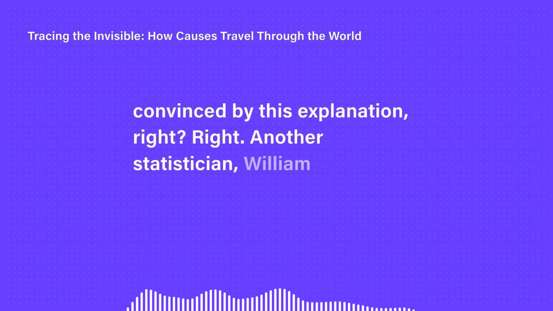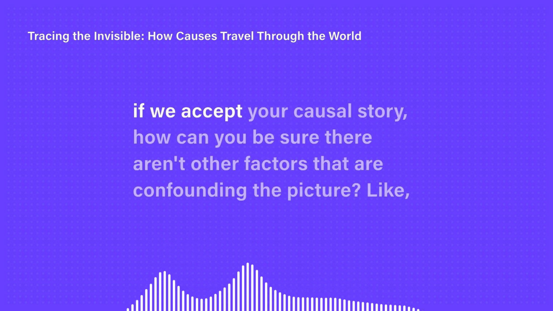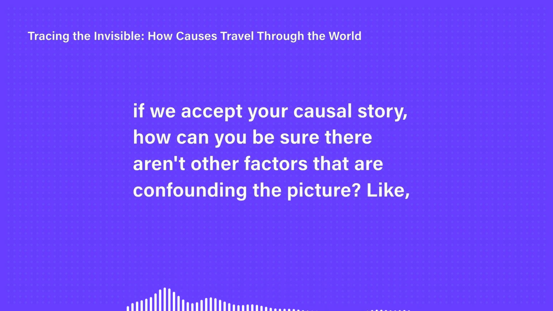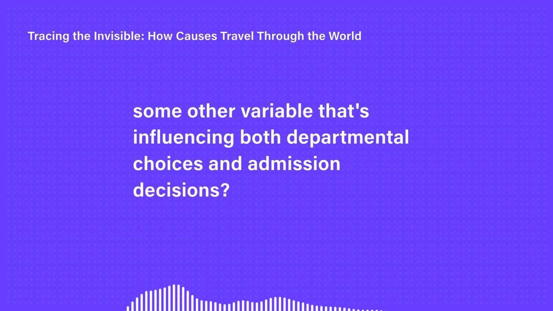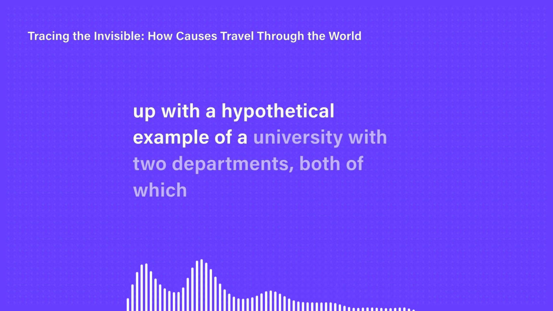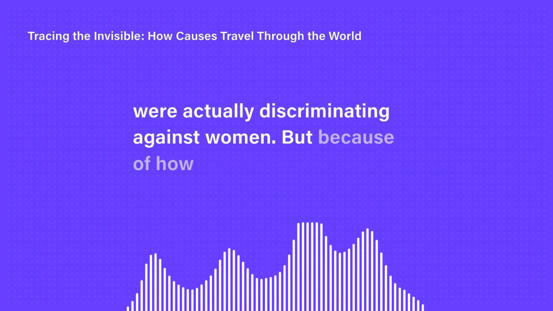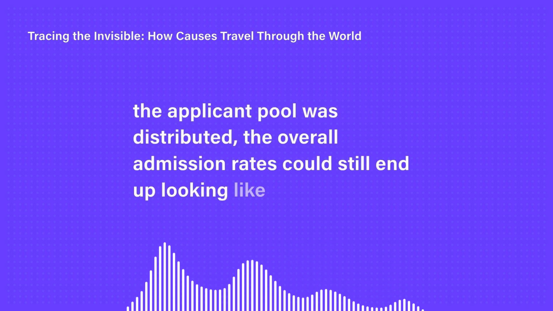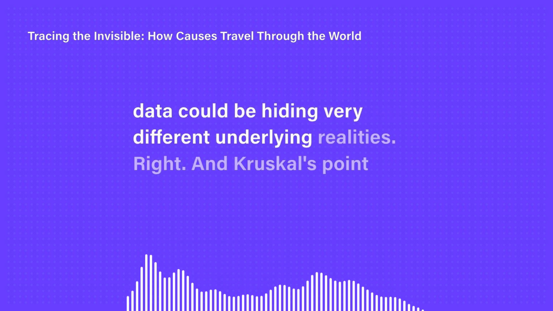Right. Another statistician, William Kruskal, raised some really important objections. He said, okay, even if we accept your causal story, how can you be sure there aren't other factors that are confounding the picture? Like, what if there's some other variable that's influencing both departmental choices and admission decisions? Exactly. And Kruskal even came up with a hypothetical example of a university with two departments, both of which were actually discriminating against women. But because of how the applicant pool was distributed, the overall admission rates could still end up looking like Berkeley's. So the same overall data could be hiding very different underlying realities.